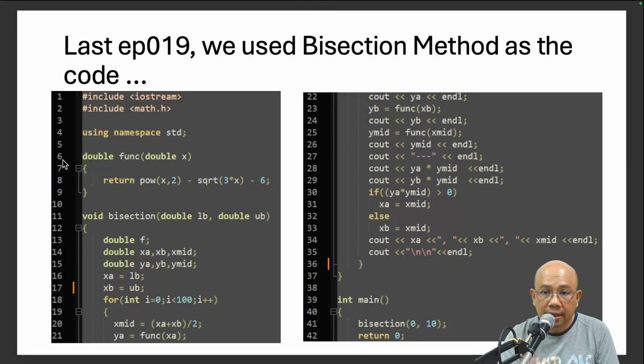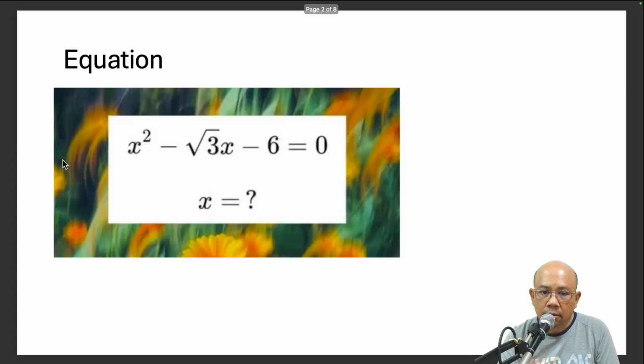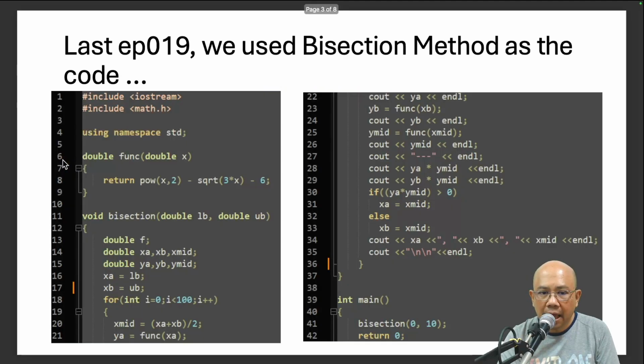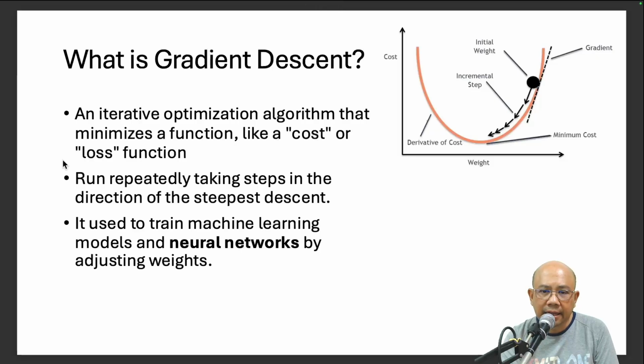bisection method from the last episode 19. Here, there are the codes using the bisection method. The bisection method can solve this equation fine and returns the x value of 3. And now for this episode, we will change the method from bisection method to the gradient descent.